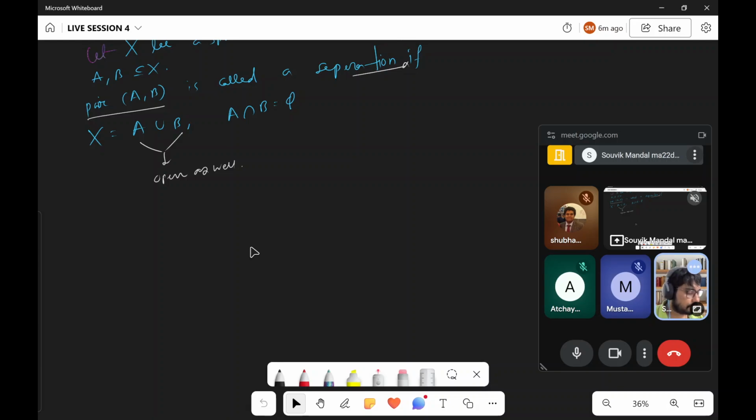So for example, consider the space R2. First of all, R2 is connected. I hope that much you know, at least intuitively you understand that R2 is connected. It is not in disjoint pieces. But for example, if you consider the hyperbola x square minus y square equal 1, this hyperbola is disconnected because there are two disjoint pieces. Okay. So that's the intuition.